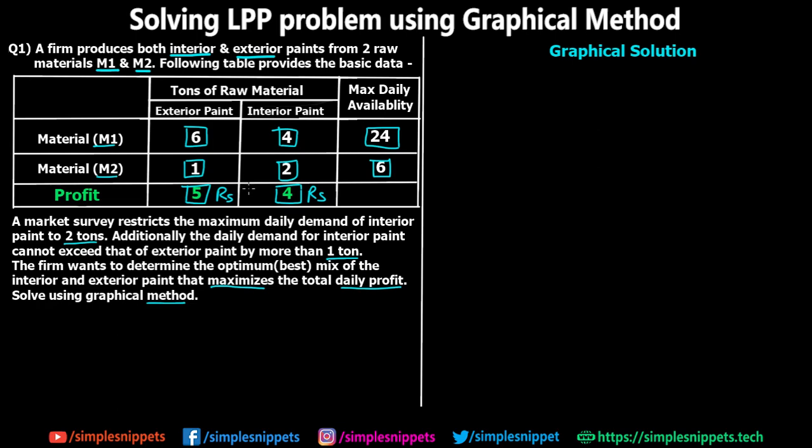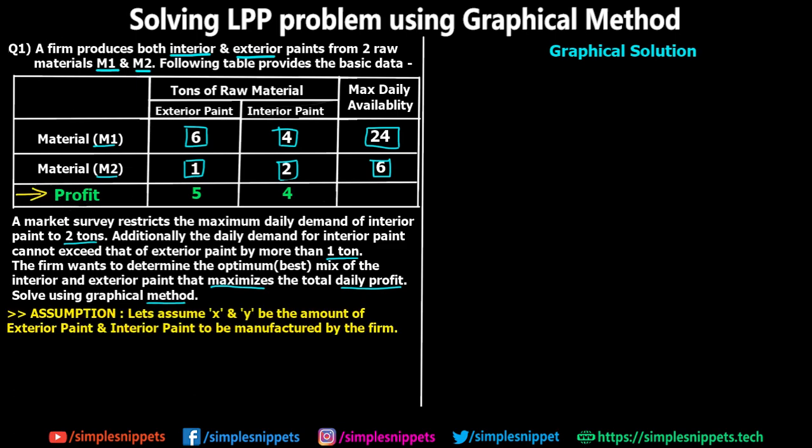So the first step is we need to identify what is the maximization statement, because ultimately you have to maximize the profit, right? So that maximization statement comes from this row, that is the profit row. And before that, we have to make certain assumptions. So this is the assumption step.